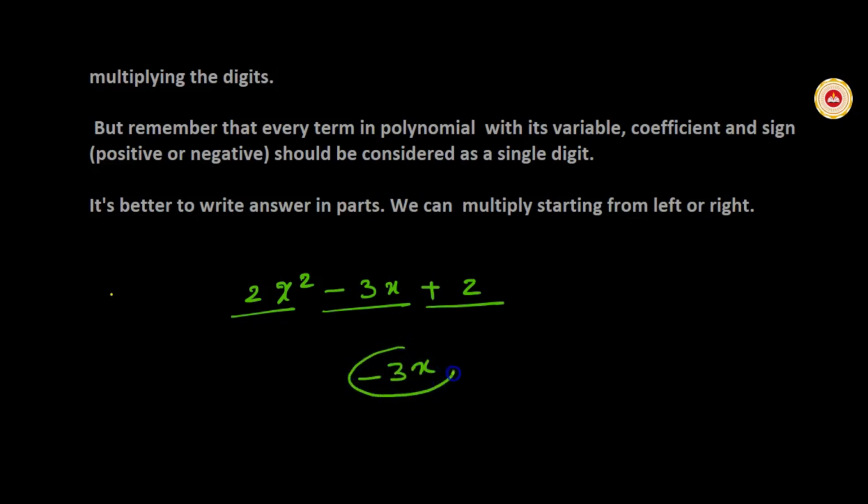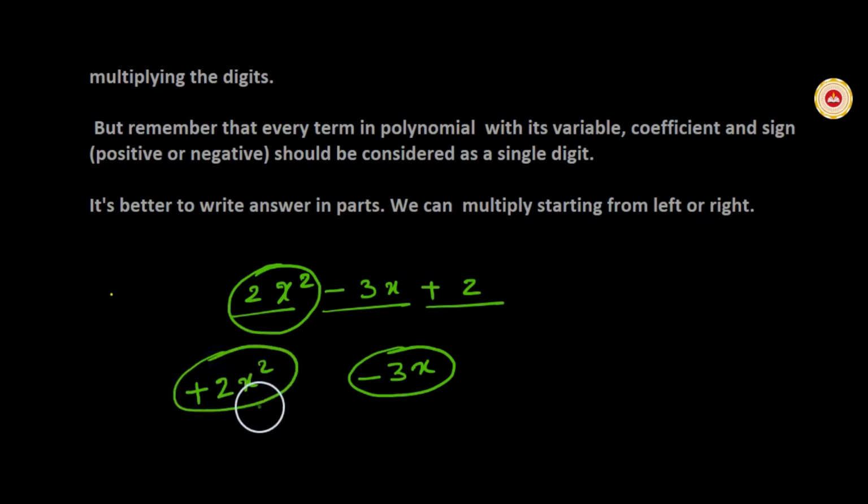You have to consider each term with its three factors: sign, numerical coefficient and variable, and treat this term as a single digit. For example, this first term: sign is positive, numerical coefficient is 2 and variable is x squared. You have to treat this term as a single digit, right? Its sign, positive or negative, numerical coefficient and variable. A term is made up of these three things.